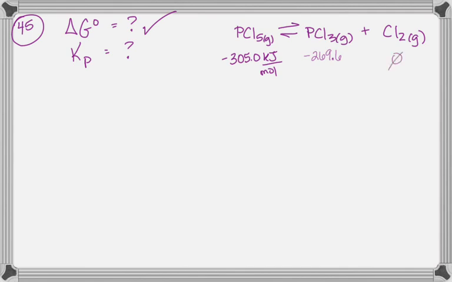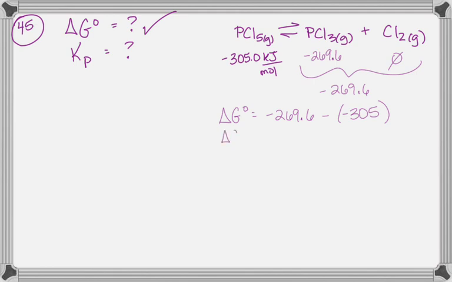What we're doing here, y'all, is we are actually using that top formula on the board: the products minus reactants. So the total products is negative 269.6, and it's going to be negative 269.6 minus a negative 305. Again, I'm leaving the units off, but I wrote them up there. It's going to have units. So for delta G standard, I get 35.4 kilojoules per mole. Is that what you got?